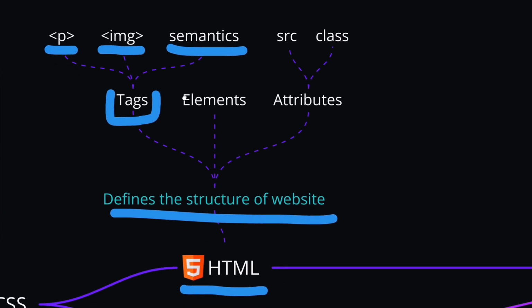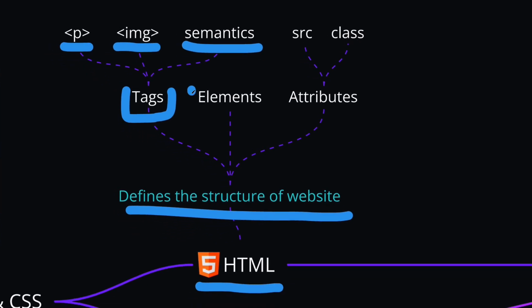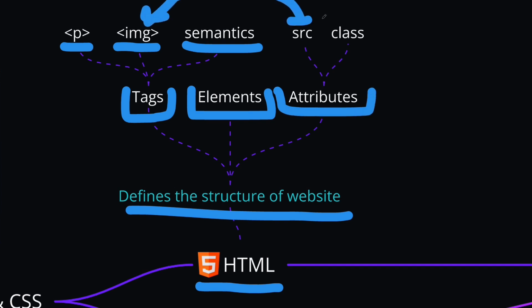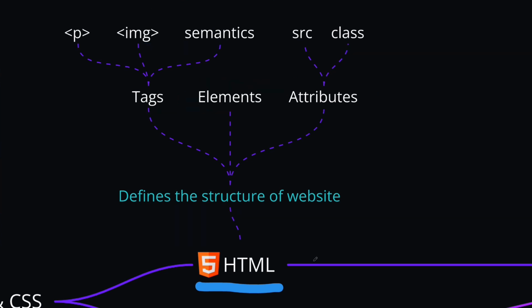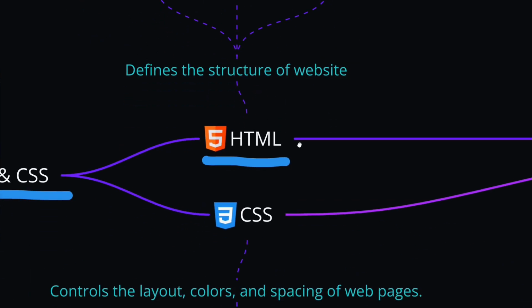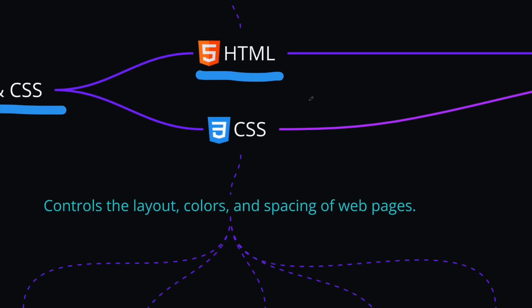And other foundational concepts that you will learn in HTML are elements and attributes. For example, source attributes, which you can attach to image tags, or class attributes, which you can attach to any tag and add class names to them, so that you can style them later in CSS. And also about elements, which are the tags along with their content. But learning HTML alone doesn't make much sense, because it's primarily for structuring content.